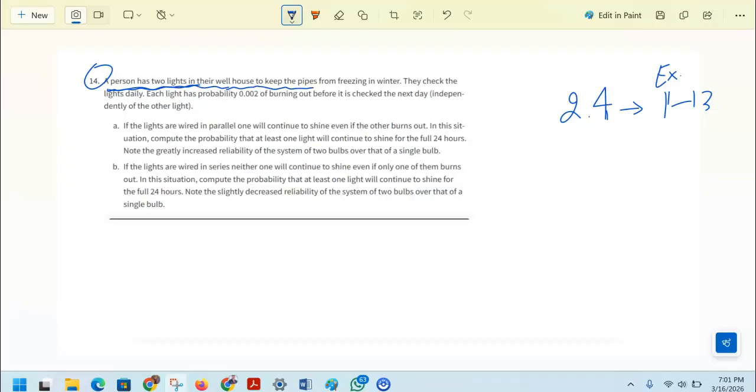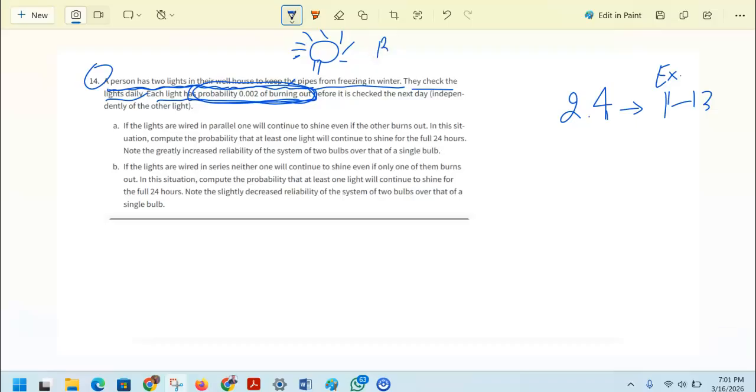keep the pipes from freezing in winter. They check the lights daily. Each light has a probability of burning out. This probability is given, and it is the most important information. Burning out means the bulb can go off. The probability that the bulb can go off is given to you.